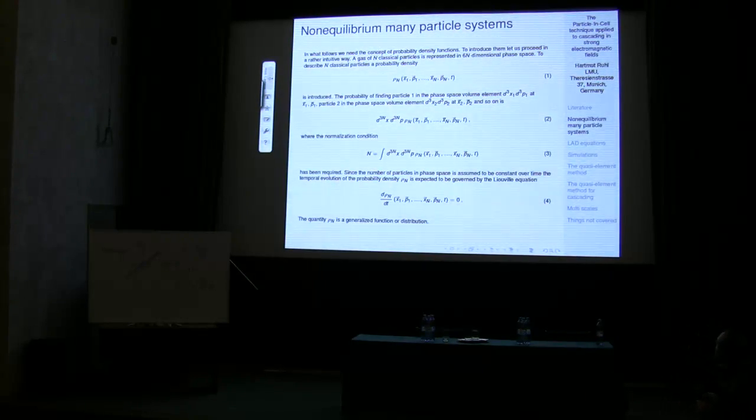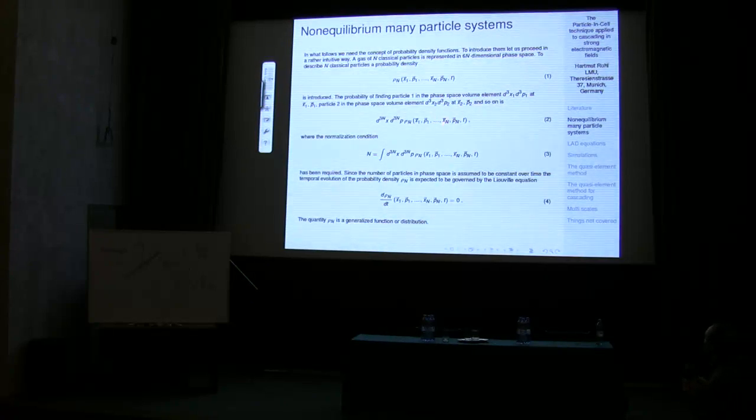So, now what is the general theoretical framework we need as a kind of background for the computational approach? If you have non-equilibrium many particle systems, we normally introduce a so-called n-particle probability density. This entity simply tells us how big the likelihood is to find a particle 1 at a certain position in phase space and at the same time another particle at another position, and then the nth particle at position x and p and at a given time t.